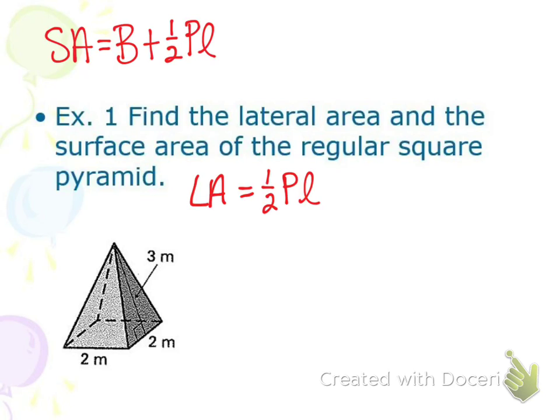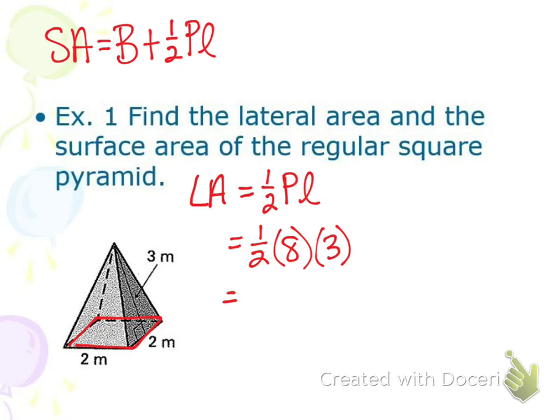What shape does my base have? A square. They told me it was a square. So what is the perimeter of that base? 8. All the sides are 2. Add them all up, we get 8. What number that they gave us is our lowercase l? 3. It's along the side of one of our lateral faces. So that's our lowercase l.